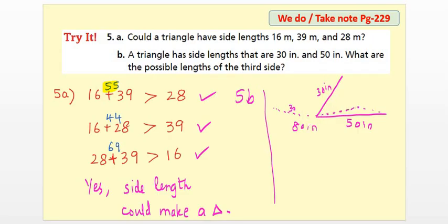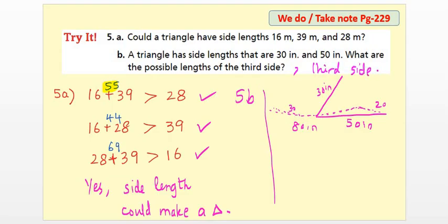Either this 30 inches will be very close to 50 inches, in which case the third side will be almost 20 inches, so that 30 and 20 will be less than 50 inches. But if you draw this 30 inches on this side, then 50 plus 30 will be less than 80 inches. And there is a shortcut to understand this. What is it? Let's suppose the third side is x.